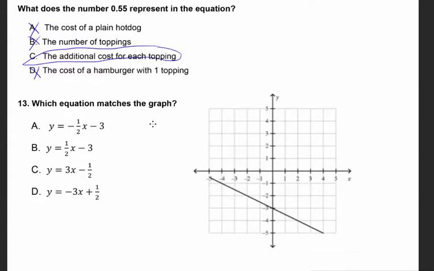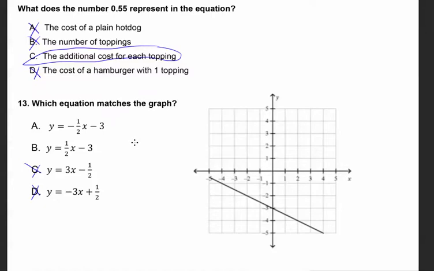Number 13 says we need to write the equation. To write an equation, we need 2 things, a slope and a y-intercept. So I'm going to look and see what my y-intercept is, or where my line crosses the y-axis, and it's right here at -3. So I'm going to cross out all of the equations that don't have a y-intercept of -3.